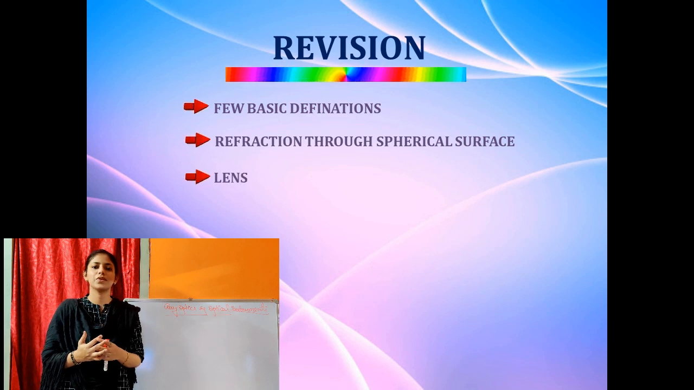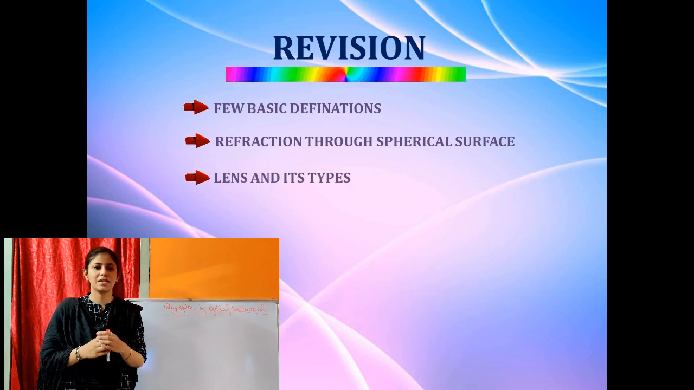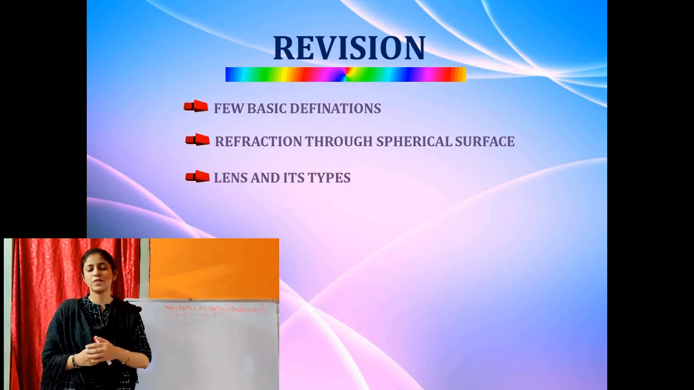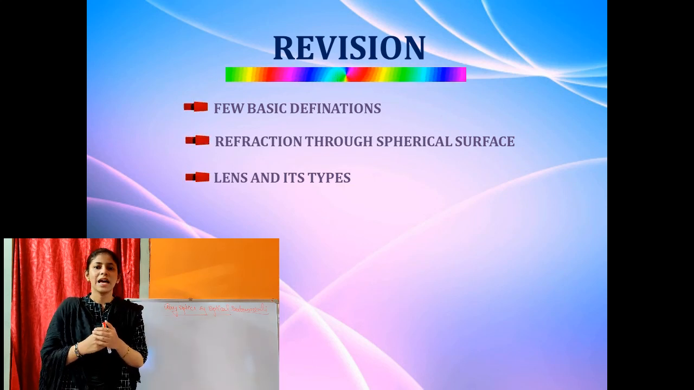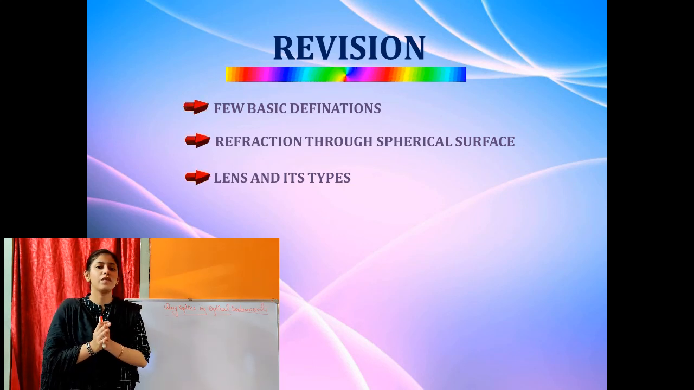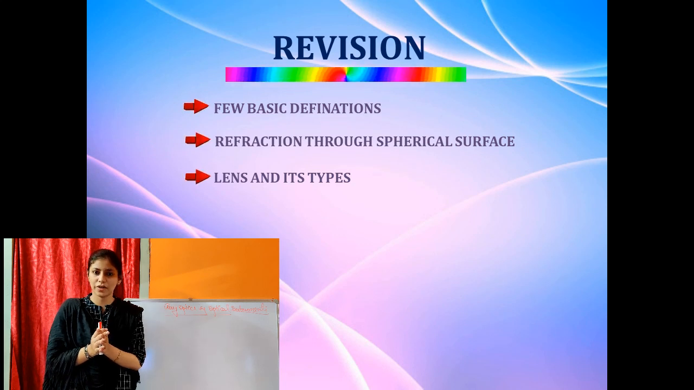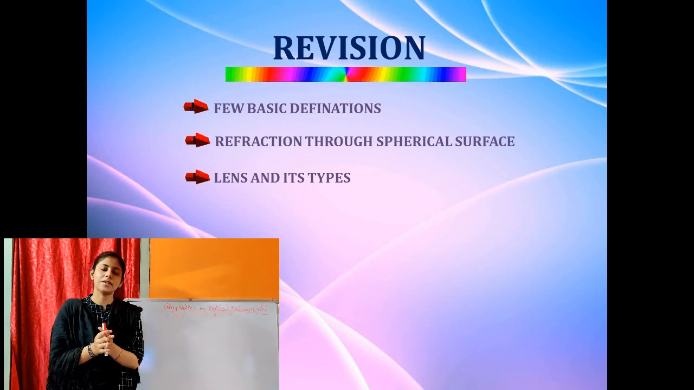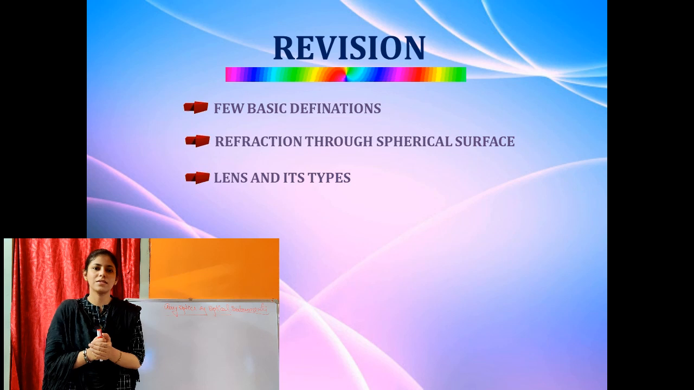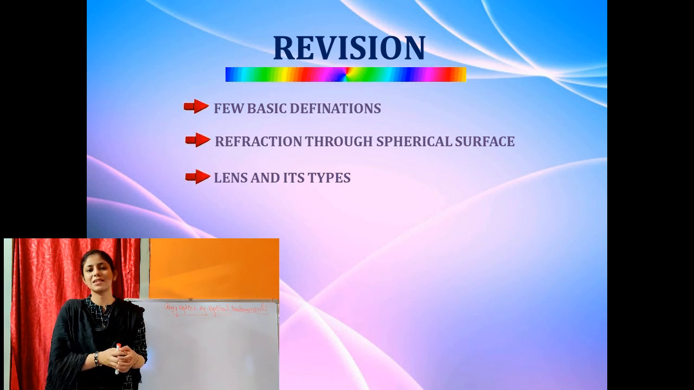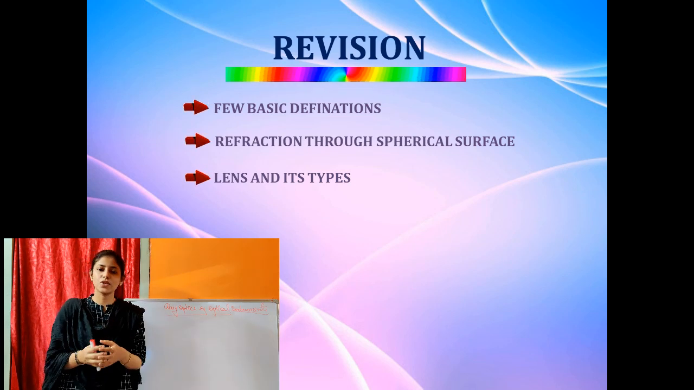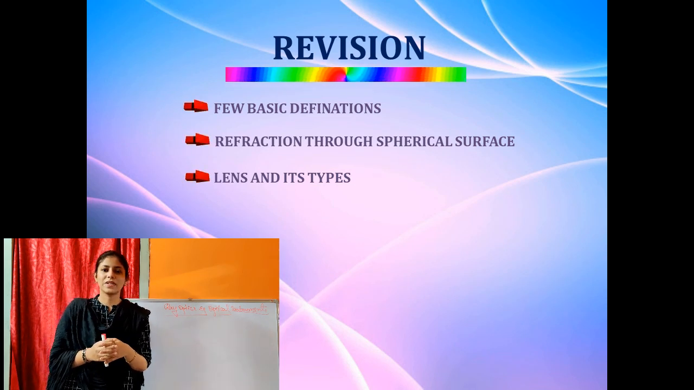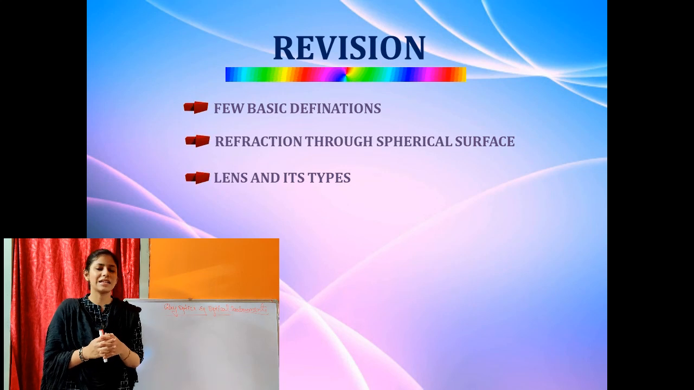We had discussed a few basic definitions regarding the spherical surfaces with respect to refraction, and we had derived one formula which will be asked for 5 marks, that is refraction through a spherical surface. And the case which we have derived was when the object is placed in the rarer medium and the image formed is in the denser medium. The next thing which we discussed was lens and its types.